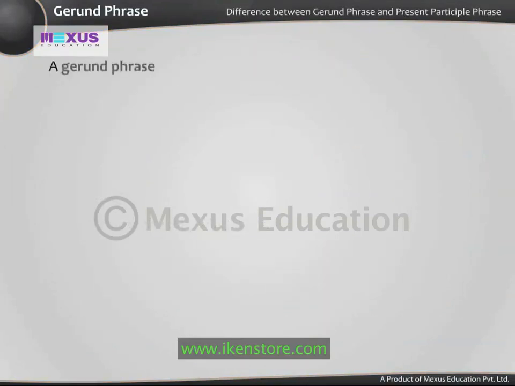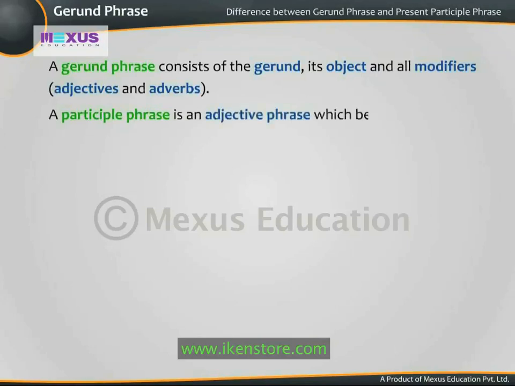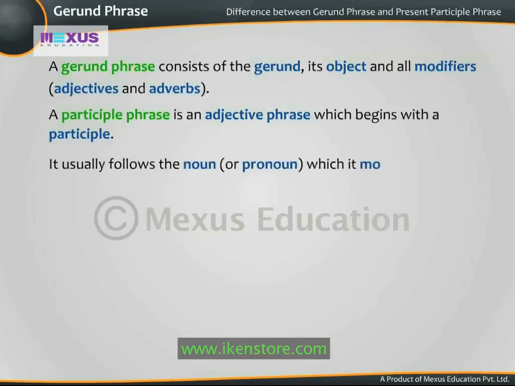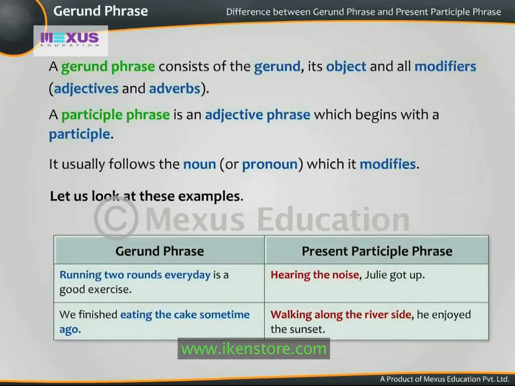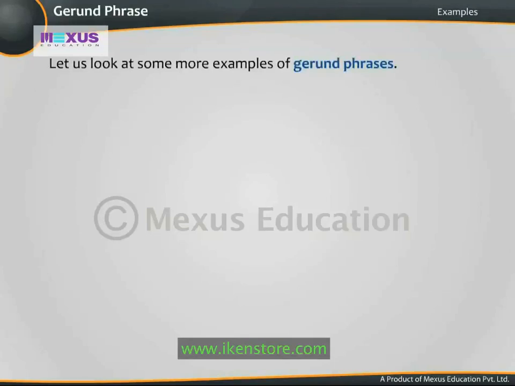A gerund phrase consists of the gerund, its object, and all modifiers, that is, adjectives and adverbs, whereas a participle phrase is an adjective phrase which begins with a participle. It usually follows the noun or pronoun which it modifies. Let us look at these examples. Let us look at some more examples of gerund phrases.